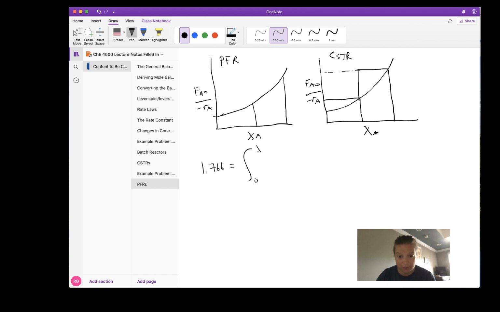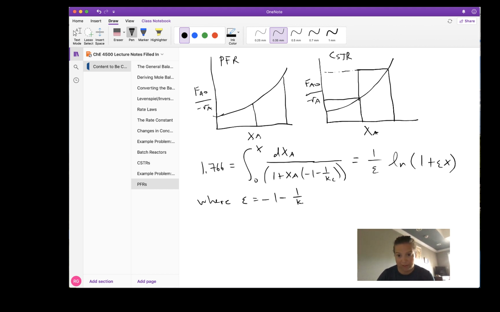So in this case, I'll have the integral from 0 to x, where x is unknown, of dX_A divided by (1 plus X_A), minus 1 minus 1 divided by K_C. And I know what this integral is equal to. It's going to be equal to 1 divided by epsilon times the natural log of 1 plus epsilon x, where epsilon equals negative 1 minus 1 divided by K_C.